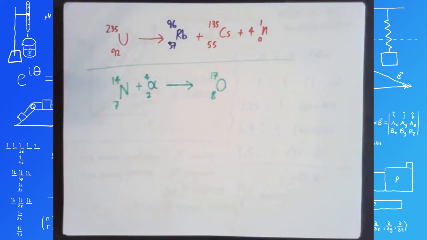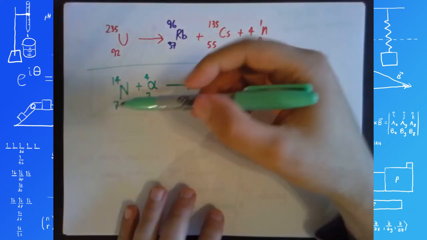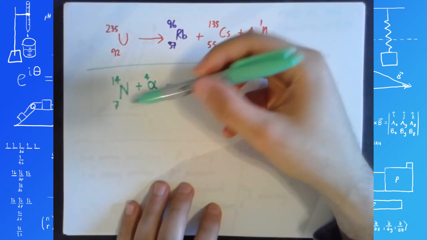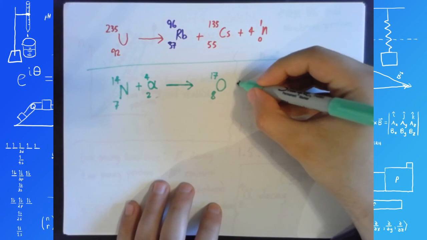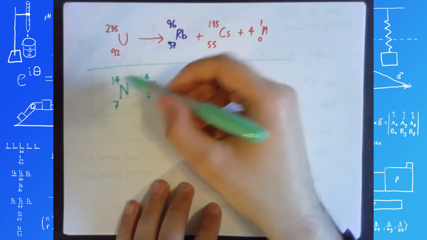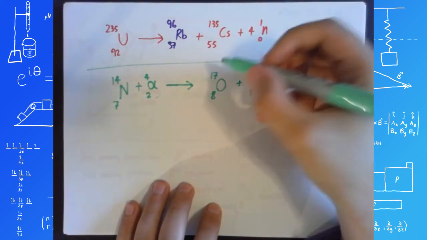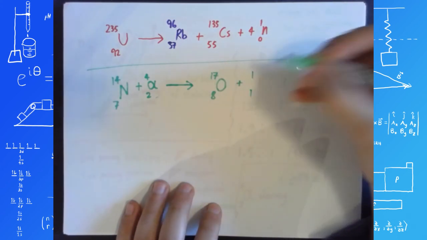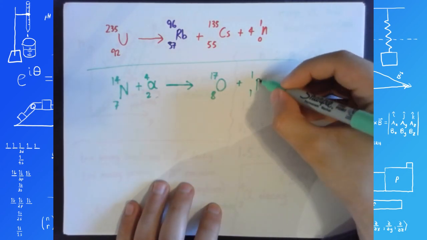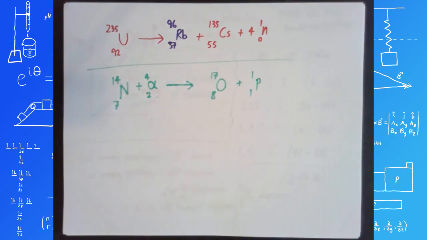Okay, and do we have an extra product or an extra reactant here? 2 plus 7 is 9, so yeah, we definitely have something else here. 14 plus 4 is 18, 17, so that's a 1. So that's a proton or a hydrogen atom if you prefer. You can represent it either way.